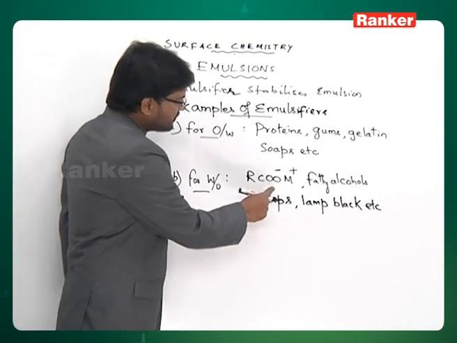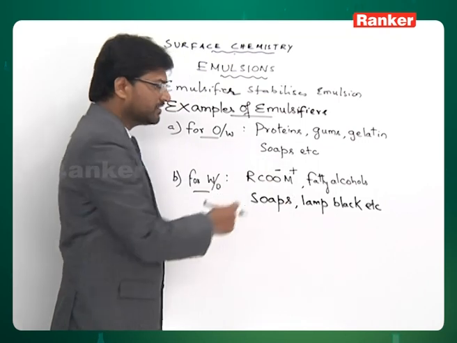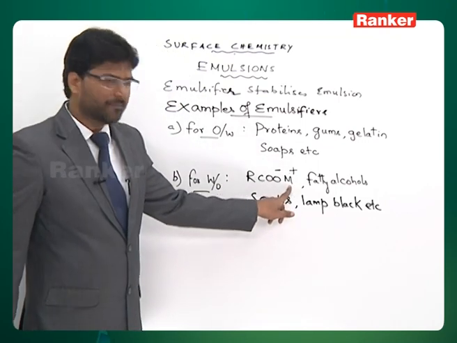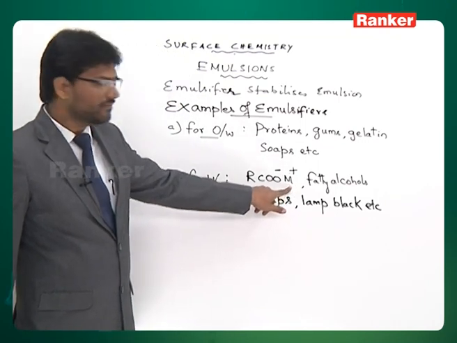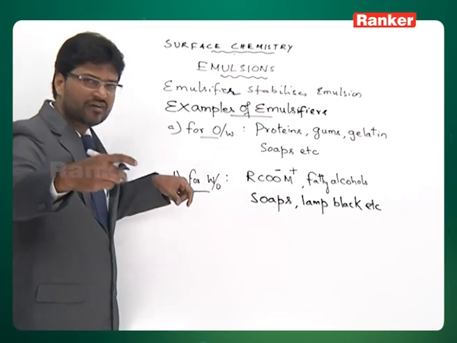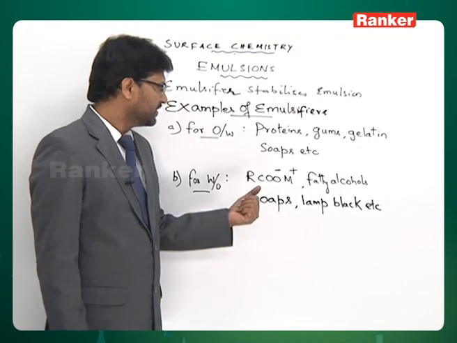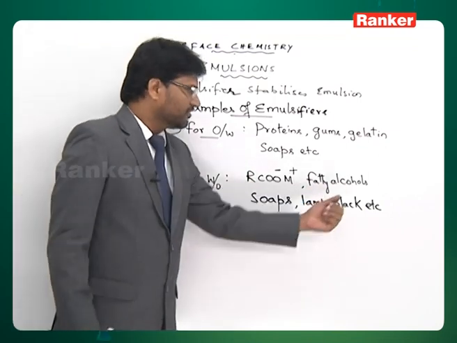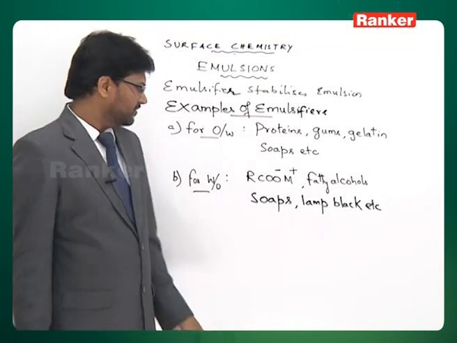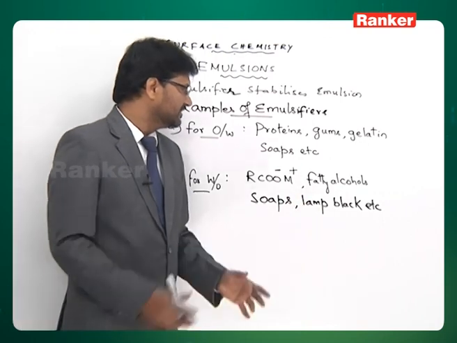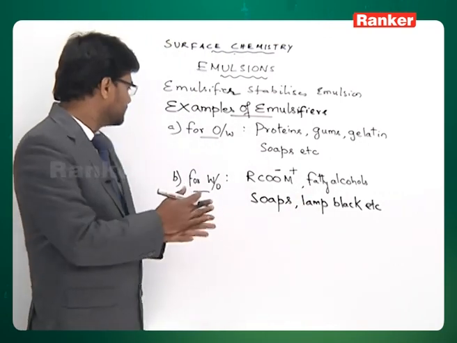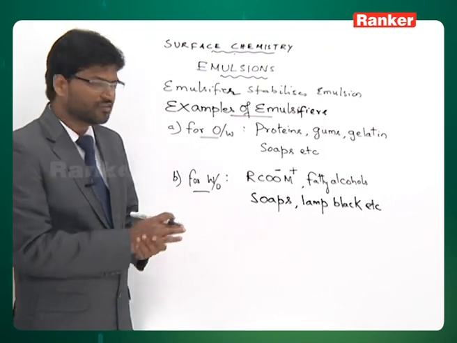Now, this is fatty acid salt. M is a metal and M has to be a heavy metal, and R should be a long chain alkyl group. So, it is a fatty acid. When it is a long chain, you call it fatty acid. And then fatty alcohols. Fatty alcohols means long chain alcohols. Soaps, lampblack, these substances can stabilize water in oil emulsion.